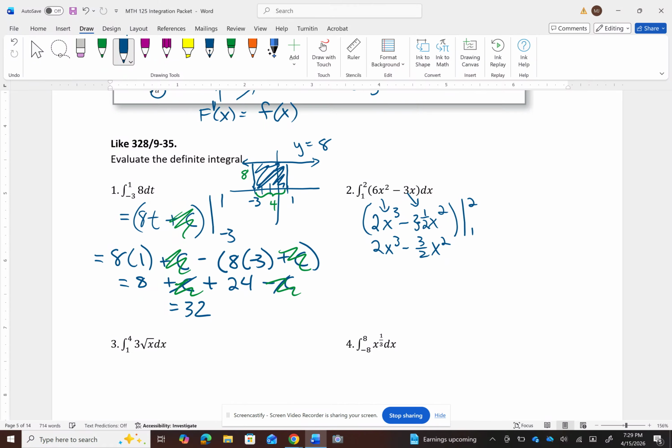And what I need to do is plug in the 2 for x, and then I'm going to subtract from that what happens when I plug the 1 in for x. A lot of mistakes are made on the evaluating part of this, and it's because of this minus sign. It applies to both of these terms here.